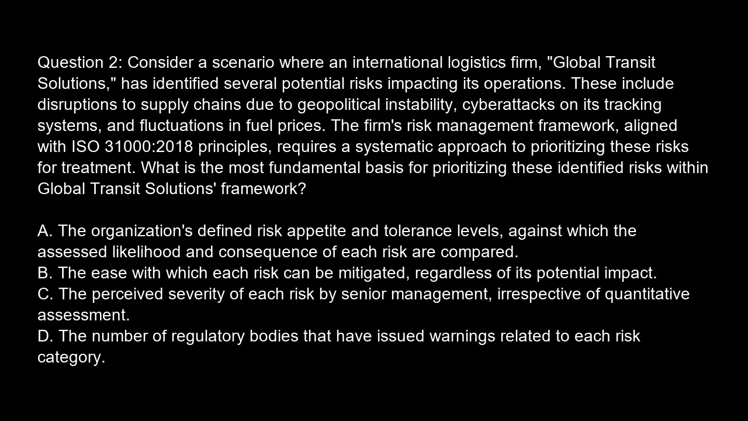Option A. The organization's defined risk appetite and tolerance level, against which the assessed likelihood and consequence of each risk are compared. Option B. The ease with which each risk can be mitigated, regardless of its potential impact. Option C. The perceived severity of each risk by senior management, irrespective of quantitative assessment. Option D. The number of regulatory bodies that have issued warnings related to each risk category.